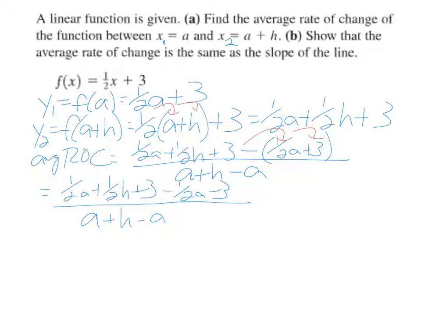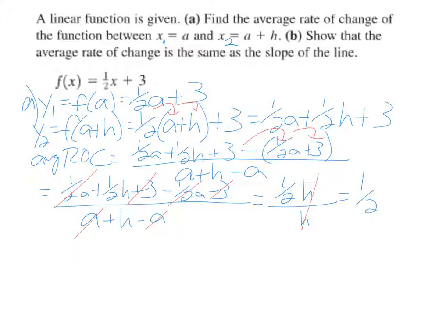Now let's combine like terms. On the top, my 1/2 a's are gone, my 3's are gone, and all I have left is 1/2 h. On the bottom, my a's are gone, I just have an h, and then I can cancel out my h over h, and I'm just left with 1/2. So all of this that we just did was part A of what they asked. That is the average rate of change, 1/2.